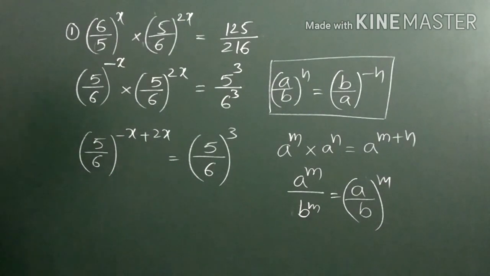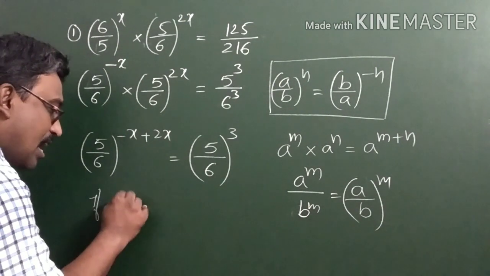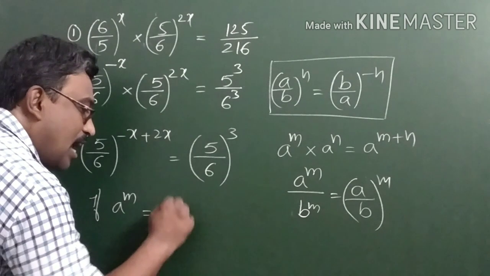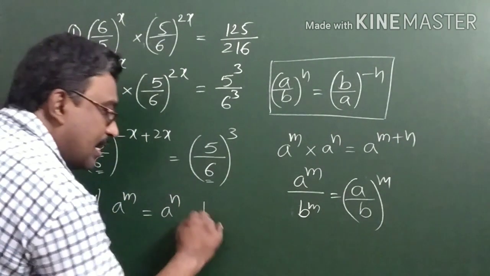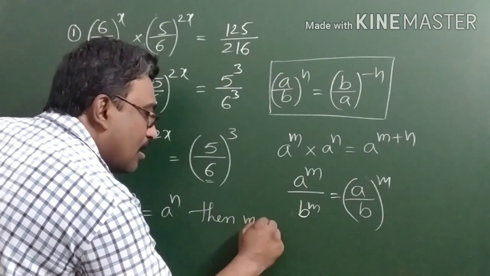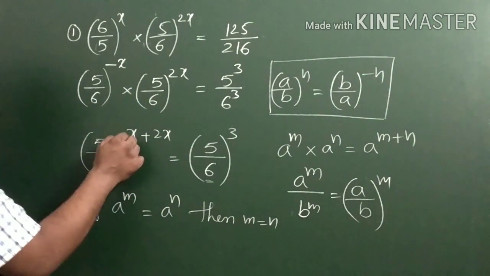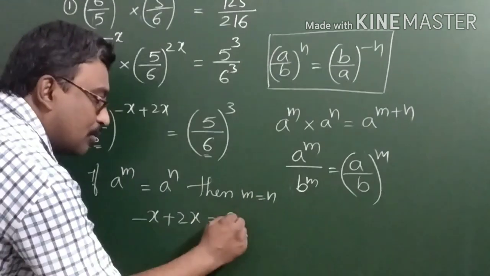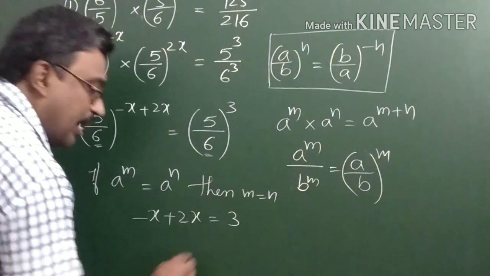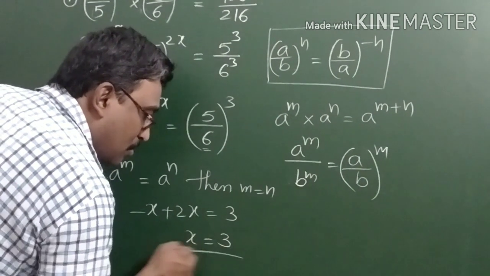One general formula: if a^m is equal to a^n, base equal, powers are different, then powers should be equal, m is equal to n. Then -x + 2x should be equal to 3. -x + 2x is x, that equals 3.